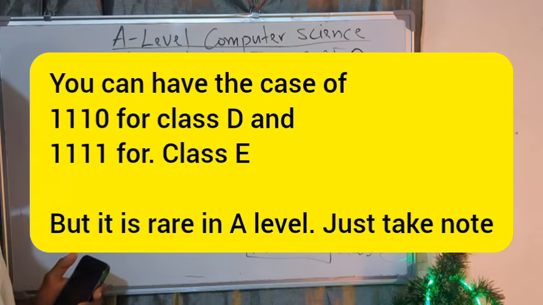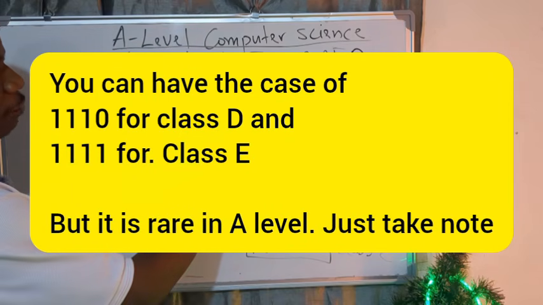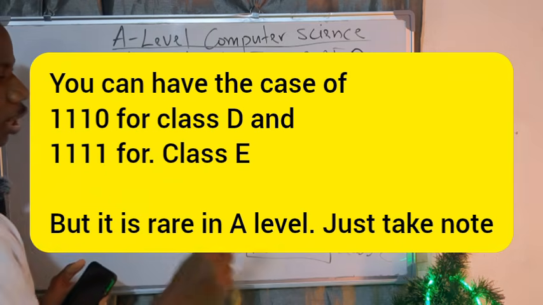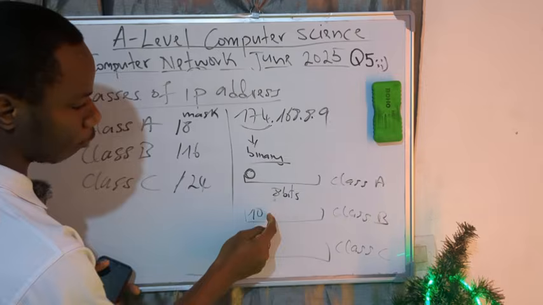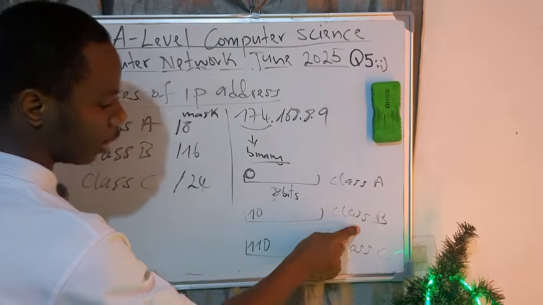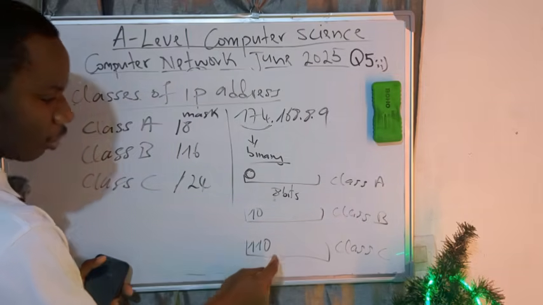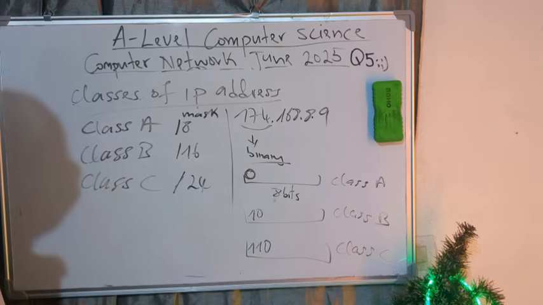No, you have this case. If you're not having this case, it simply means that you made a mistake when you were converting this number to binary. So if you don't have 0, you have 10. If it starts with 10 before the other bits, then you know that it's a class B address. If you start with 110, it's a class C address. Take note of things like that.